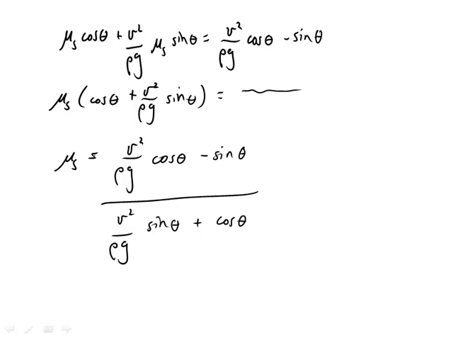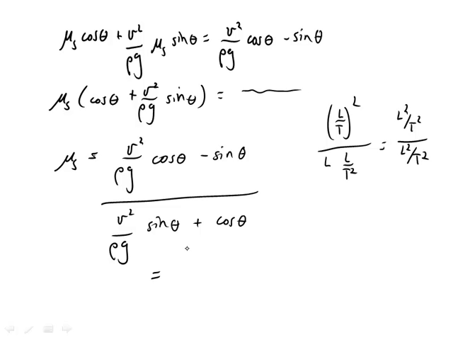Notice v squared over rho g: v is length over time, and I'm going to square that, and rho is length, and g is length over time squared. So I have length squared over time squared in the numerator, length squared over time squared in the denominator. The units all cancel out. Fantastic.